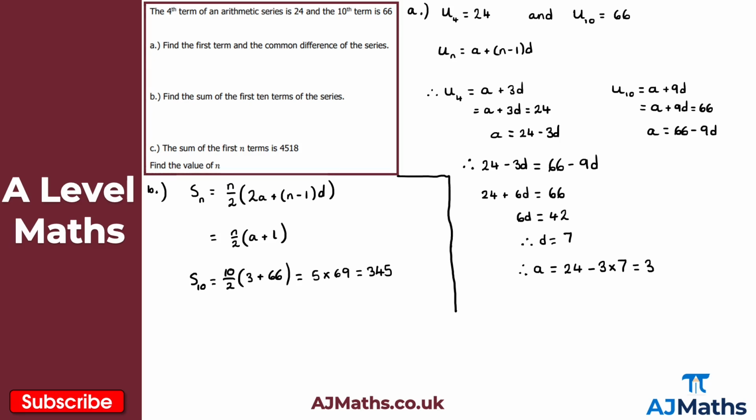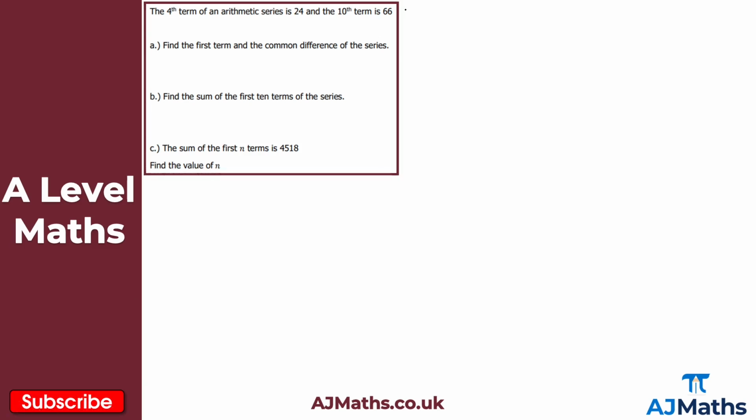And then finally for part C here, there's a little bit of work involved. So all I'm going to do is just clear the screen. So for part C now, it says the sum of the first n terms is 4,518. Find the value of n. So the sum of the first n terms here is 4,518. So what we're saying then is Sn is equal to 4,518. Okay.